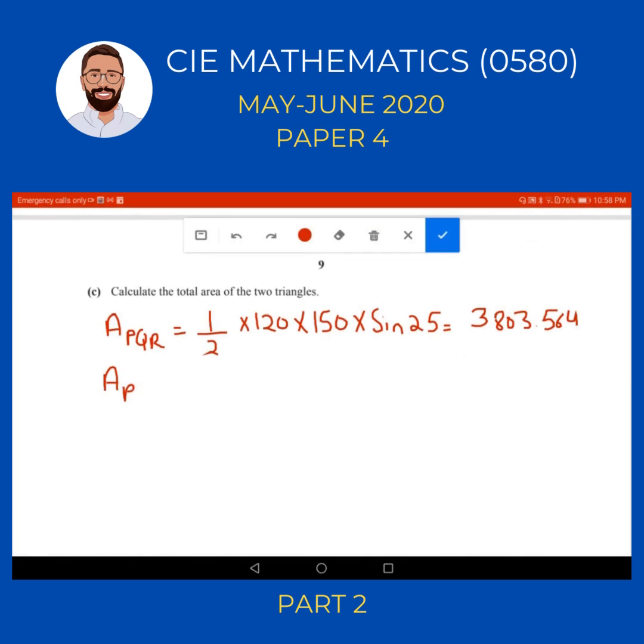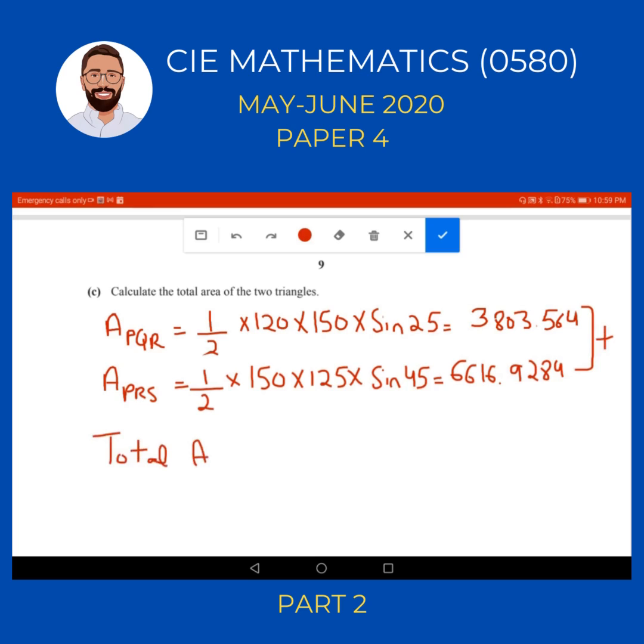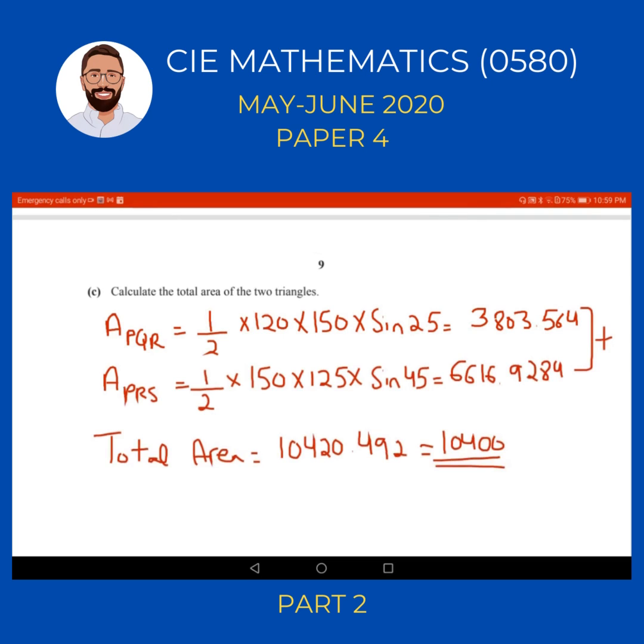So area of PRS is half times 150 times 125 times sine the angle in between, which is 45, and the answer is 6616.9284. So to find the total area, I need to add up the two areas of PQR and PRS. So the total area is 3803.564 plus 6616.9284, and the answer is 10,420.492. So to three significant figures, it's 10,400. So that's the total area of the two triangles.